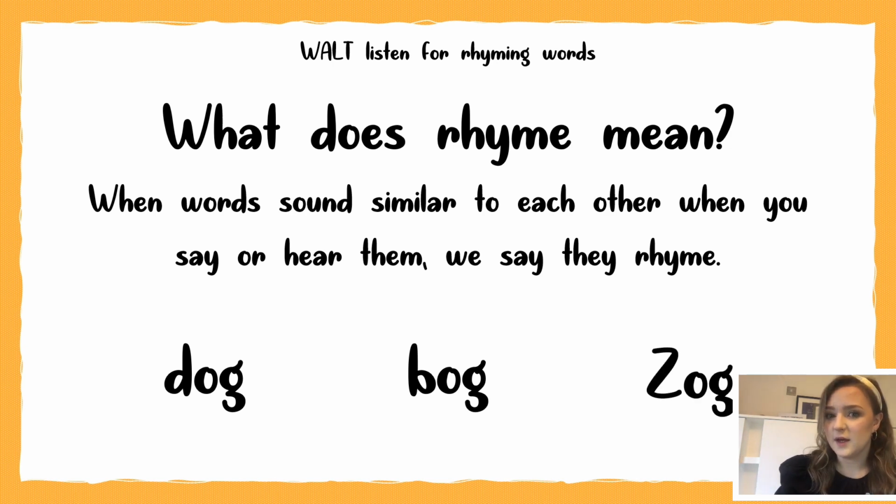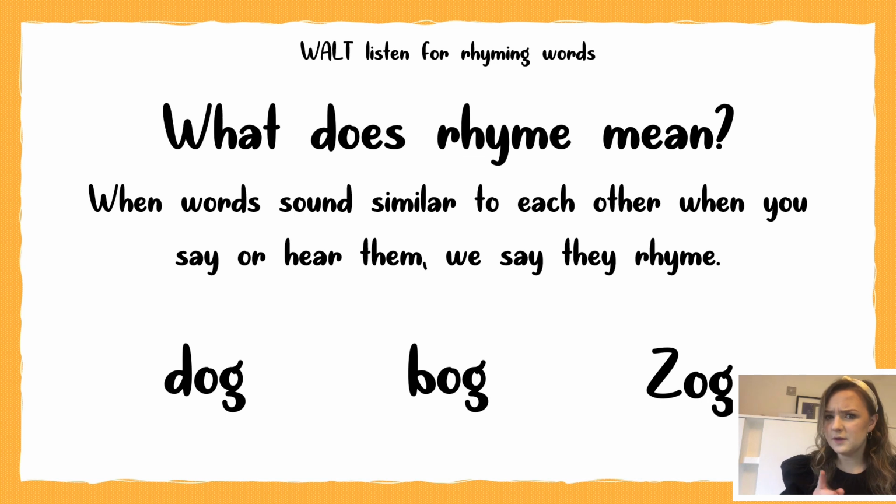Can you say those words? Dog, bog and zog. Your turn. Well done. Can you hear that when we say those words, they sound similar? They sound a bit the same, don't they? They sound a bit the same because they all have that og sound at the end of them. Because they sound so similar, we say that they rhyme.